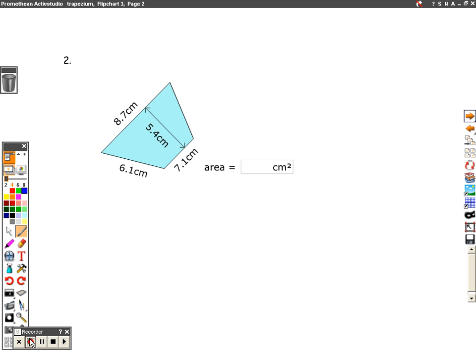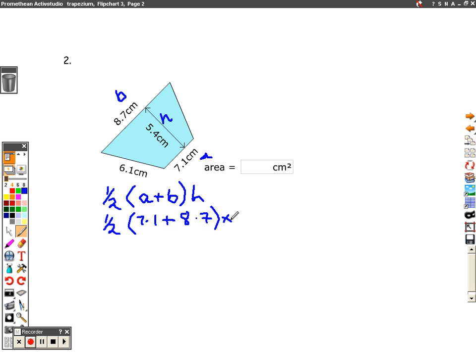Okay, question 2 isn't set out in the way that you would like it to be set out. So the first thing that you should do is label your parallel sides. So A, B, and H. Okay, then write out your formula. Half of A plus B times H. Half of your A value is 7.1 plus 8.7 times by your 5.4.